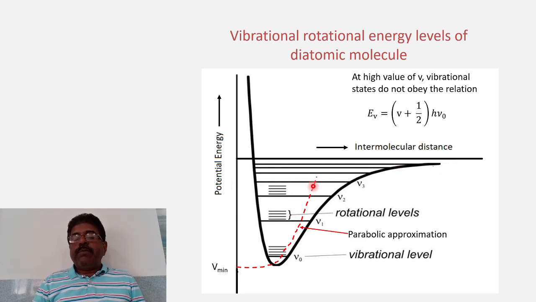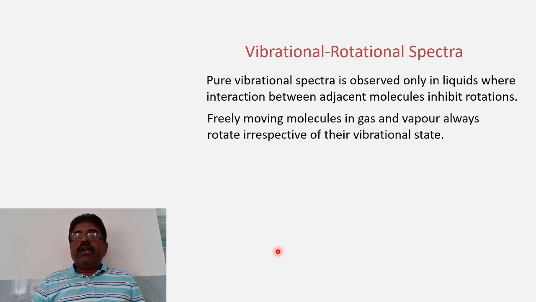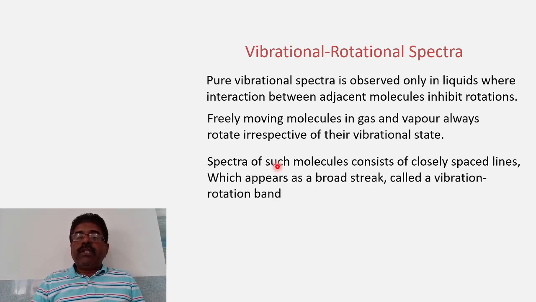So for gas or vapor, you can see the vibrational states are possible and rotational states of molecules are also possible. There are some rotational levels also. Because of this, the spectra of such molecules, either gas or vapor, consist of closely spaced lines which appear as a broad streak called a vibrational rotation band.